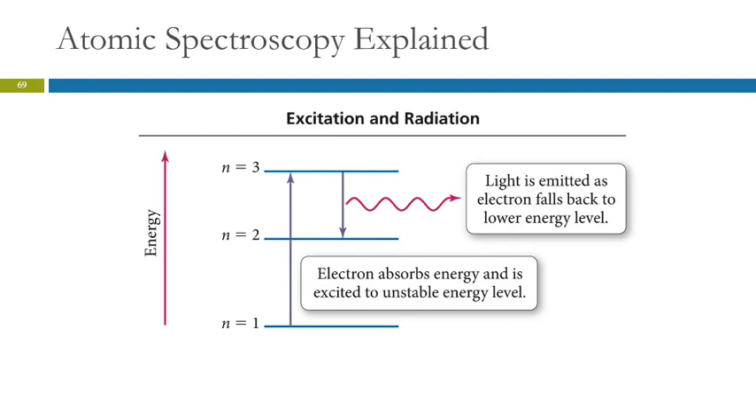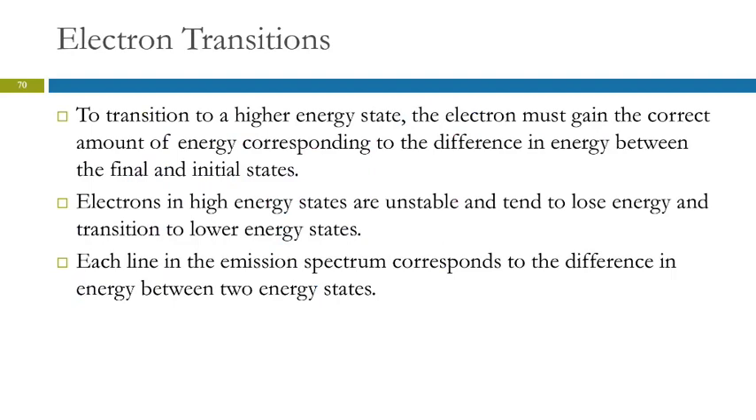So by looking at the colors of the light, we can measure their wavelength. From the wavelength, we can calculate the energy. We can know the energy difference between the levels in an atom. In order to go to a higher energy state, the electron has to get the correct amount of energy. It will only absorb the right amount of energy. It's not going to take in any extra. The right amount of energy is the difference between those two states.